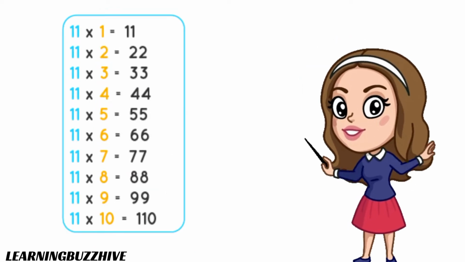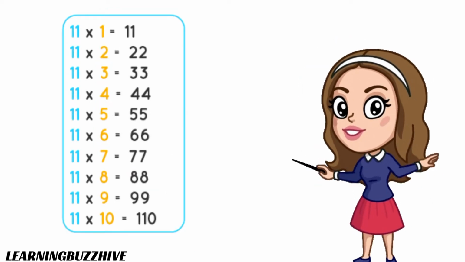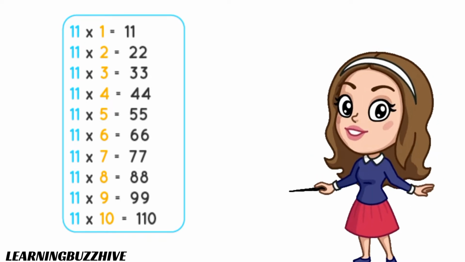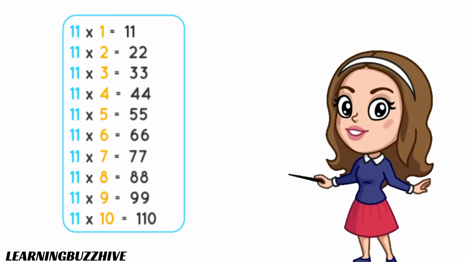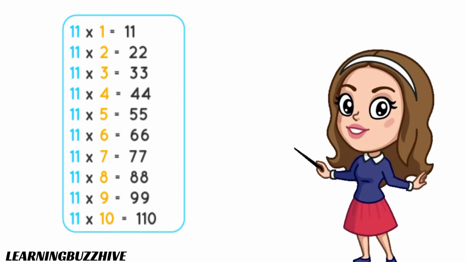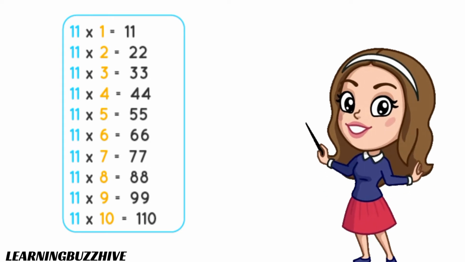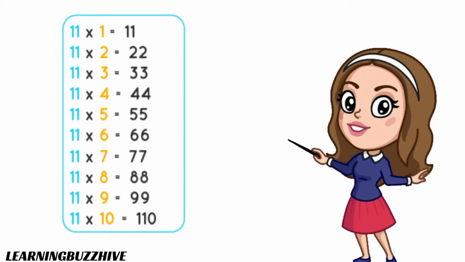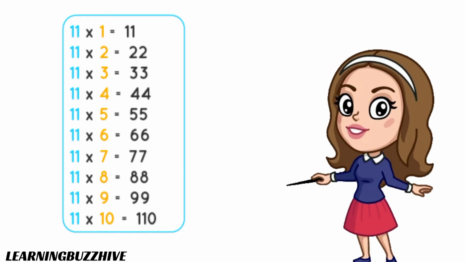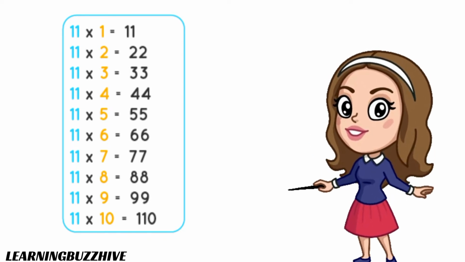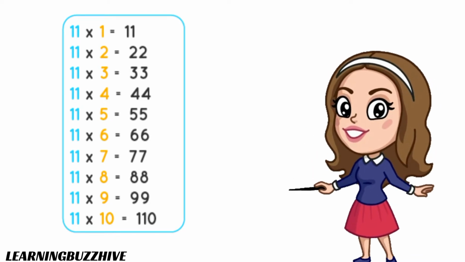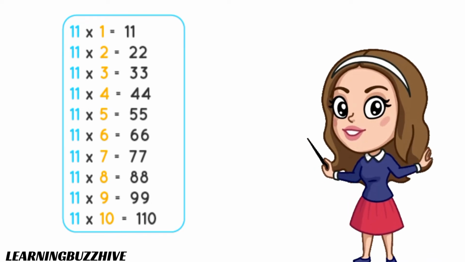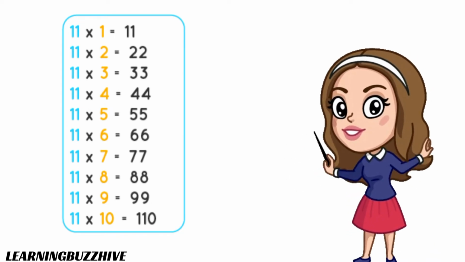Now, 11th table. 11 ones are 11. 11 twos are 22. 11 threes are 33. 11 fours are 44. 11 fives are 55. 11 sixes are 66.